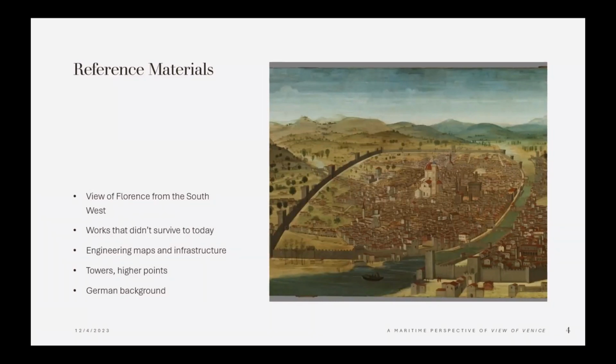Other reference materials that he probably gathered in the 3 years that he was working on this piece were the engineering maps and infrastructure, like I mentioned earlier, the towers and higher points, and also a German background, which did result in some confusion when the piece was first created. The author wasn't specifically listed on the piece. It was originally thought to have been someone else, specifically Dürer, who is a successful German woodcutter. So once again, very similar technique to what was actually done.